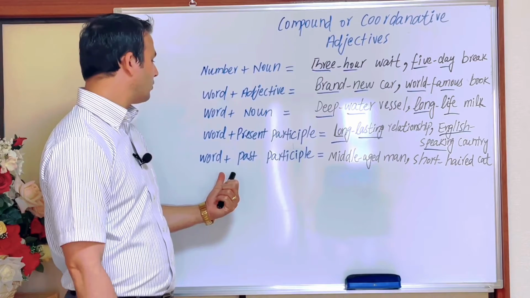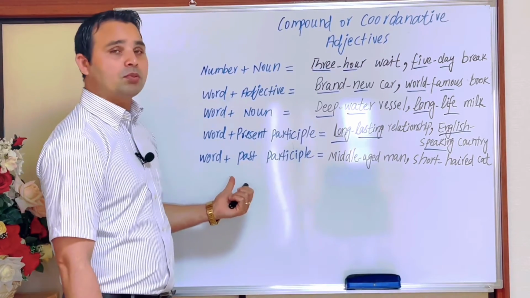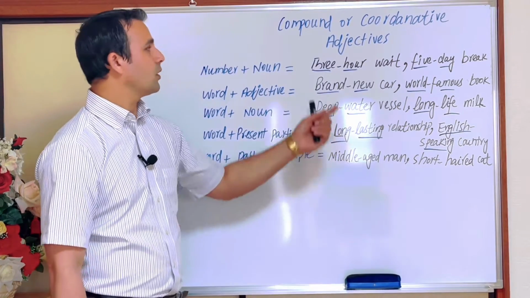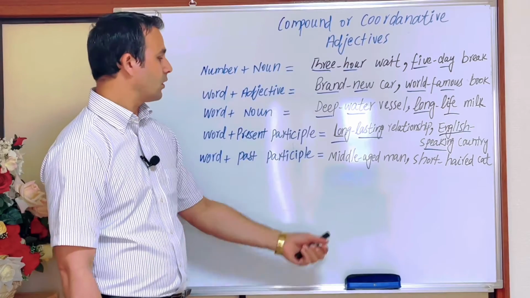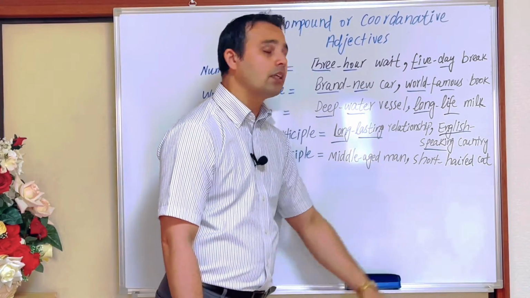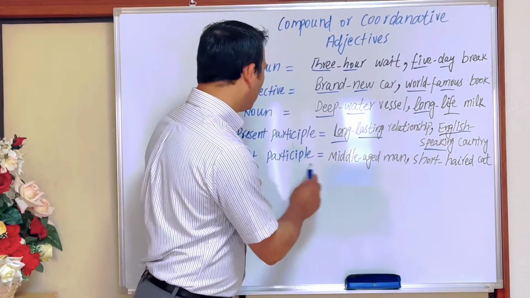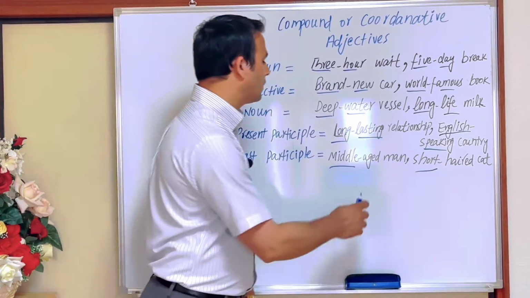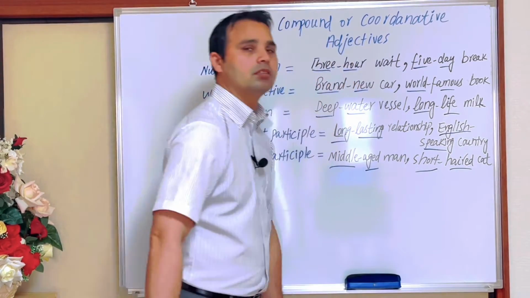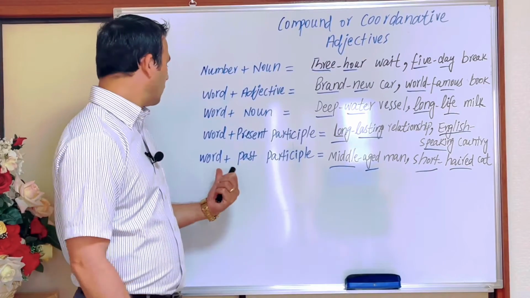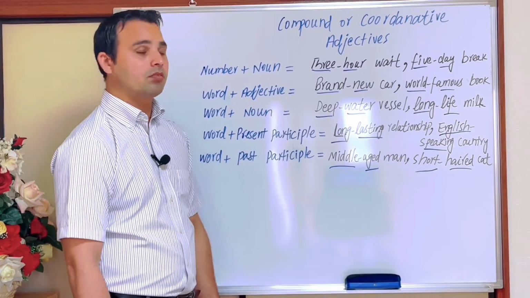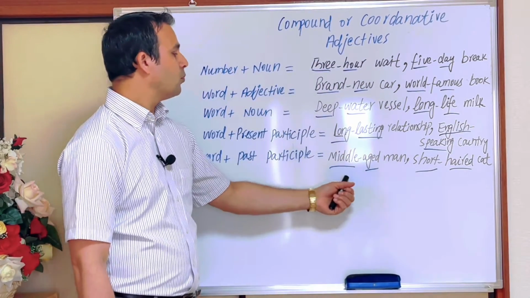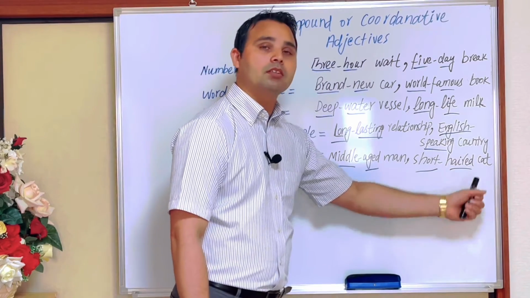And the last example is that we can put the word and past participle form together and we can make compound or coordinative adjectives like middle-aged man and short-haired cat. Here the word is middle and short. Past participle form is aged and haired. And when we put word and past participle words together, we can make compound or coordinative adjectives like middle-aged man and short-haired cat.